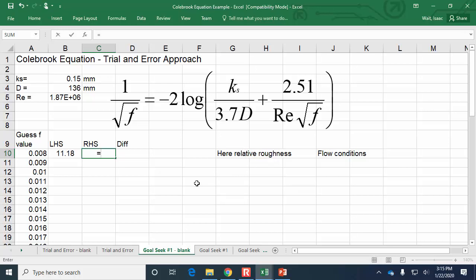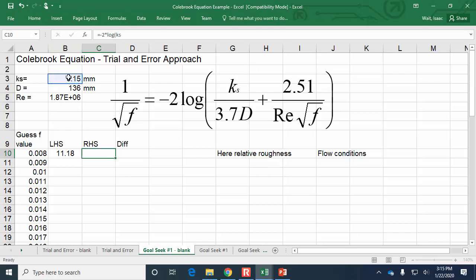So equals negative 2 times the log of k sub s. So clicking here, and I'm anchoring the reference. Oh, I've already renamed this cell k sub s. So you see how it says k sub s instead of B3?